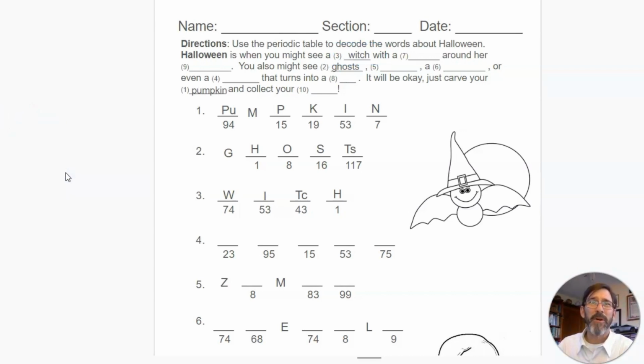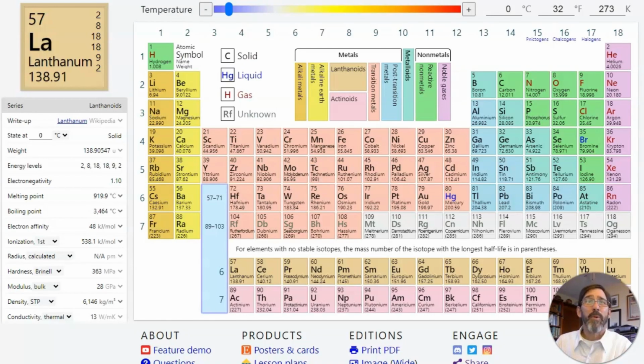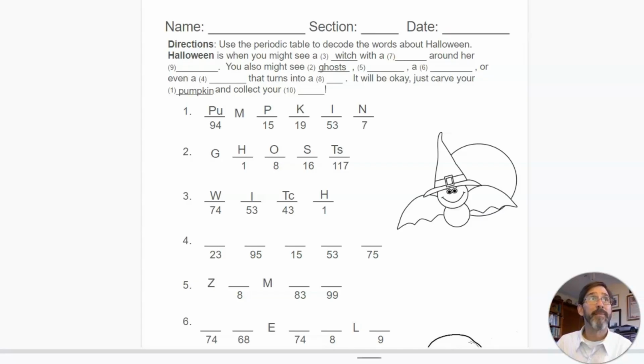Moving on to number 4, first atomic number, number 23. Number 23 can be found upper left-hand corner of the transition metals. That would be vanadium, capital letter V. For number 23, go ahead and print a capital letter V.